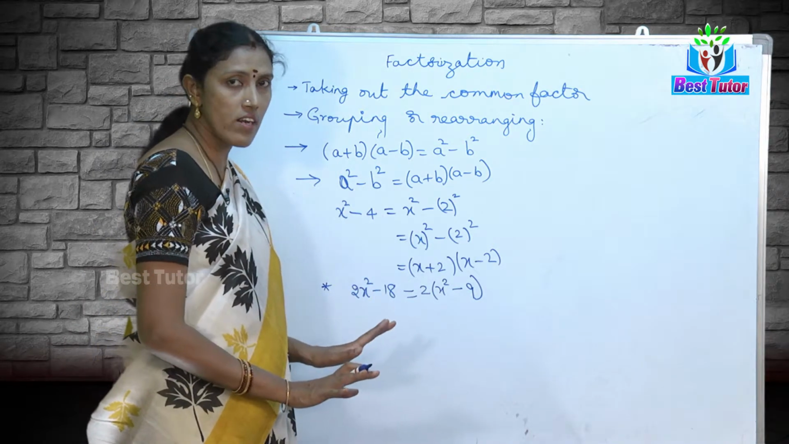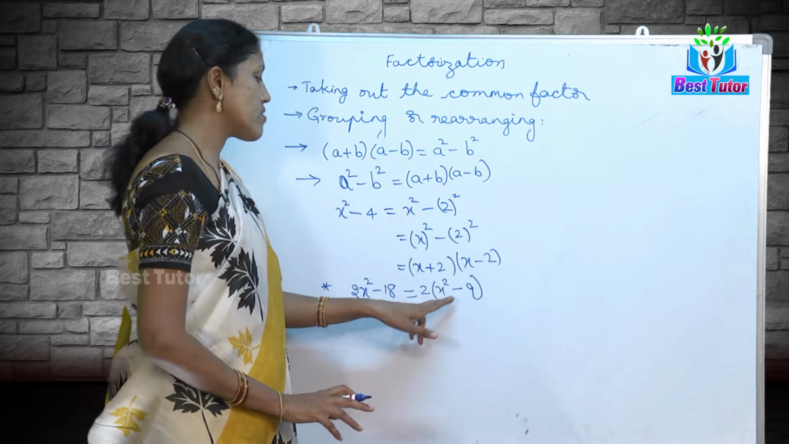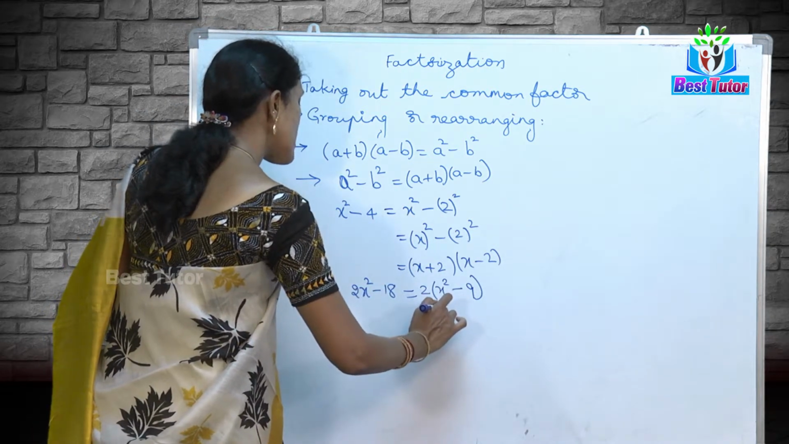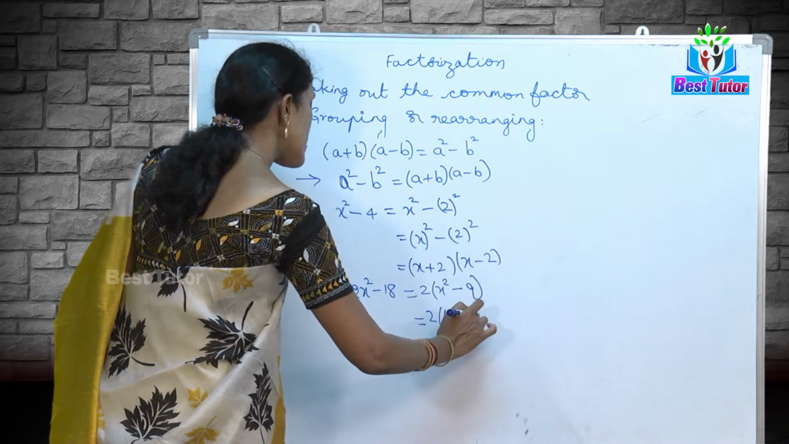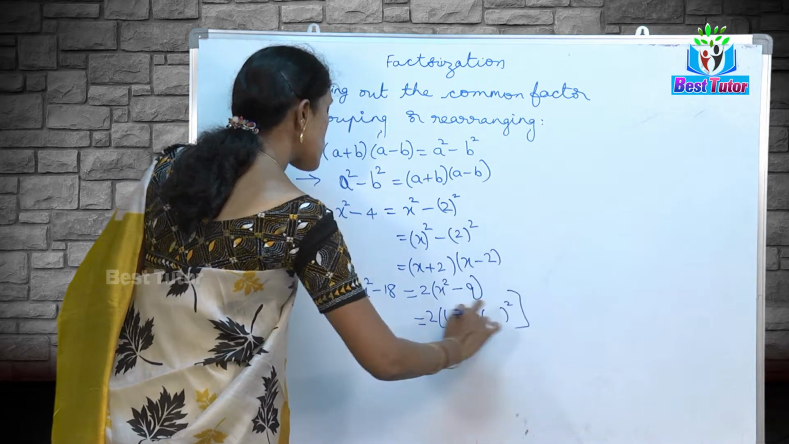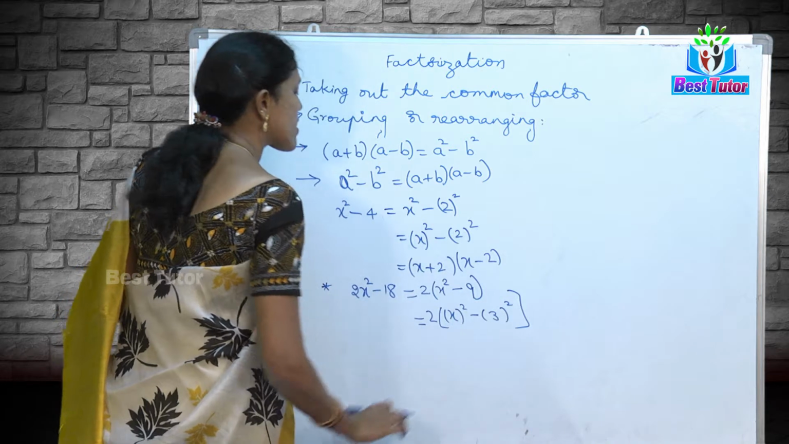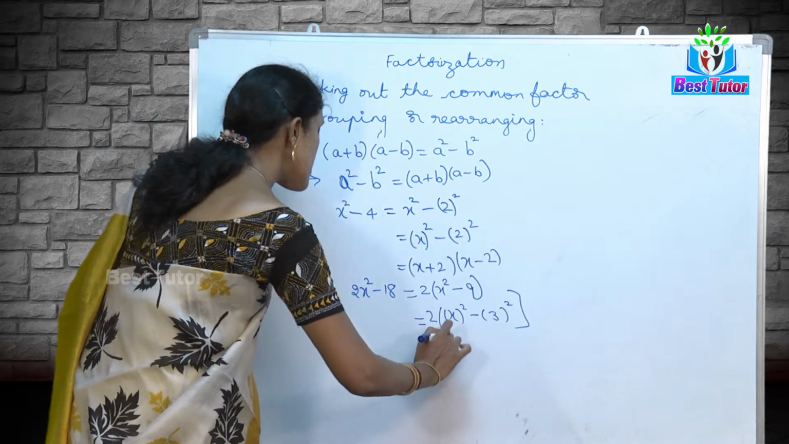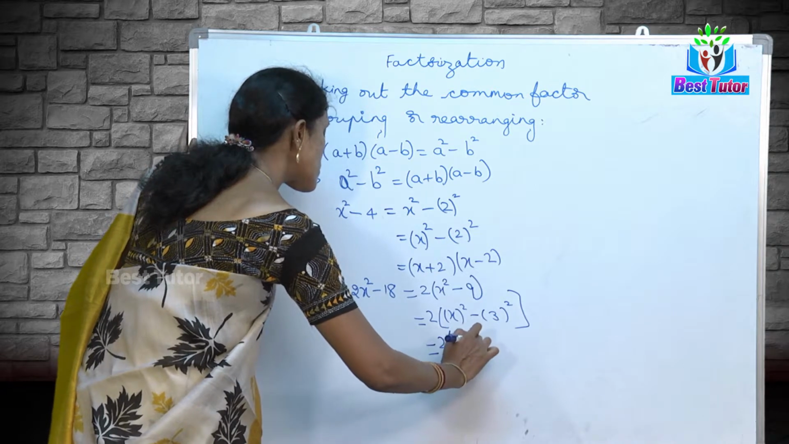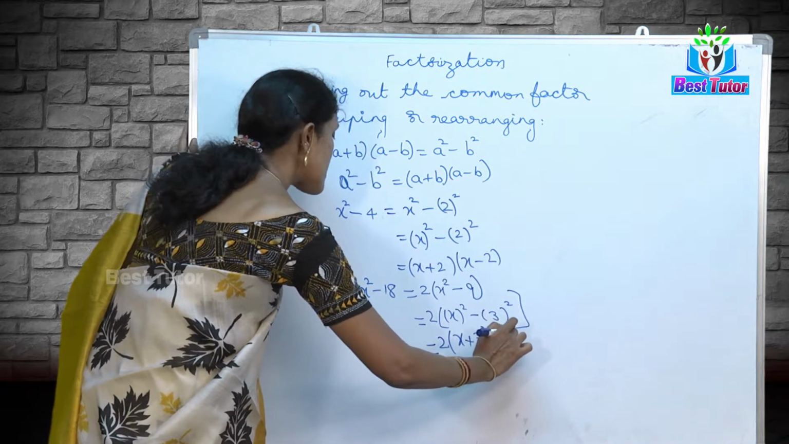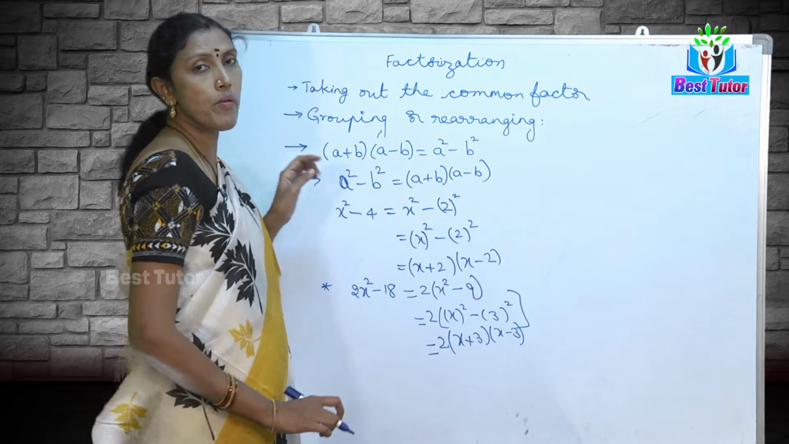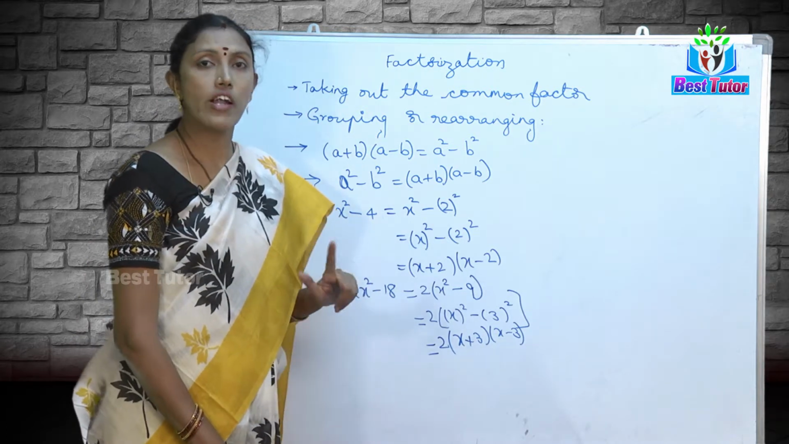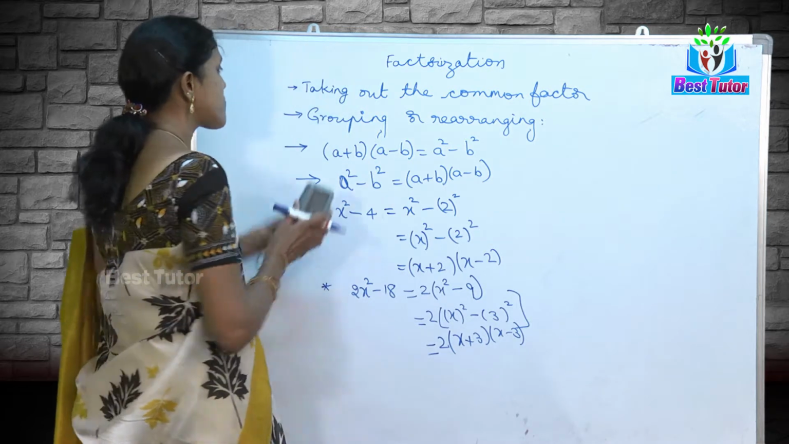Did we finish the factorization? No. This can be factorized. The reason is x square minus 9 can be written as x square minus 3 square. So it can be written as 2 into x plus 3 into x minus 3. So this is the procedure of factorizing the given expression which is in the form of difference of squares.